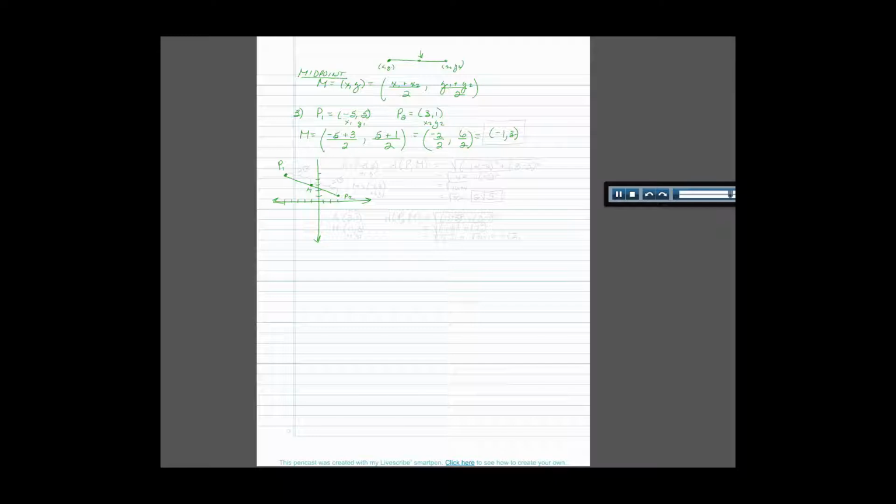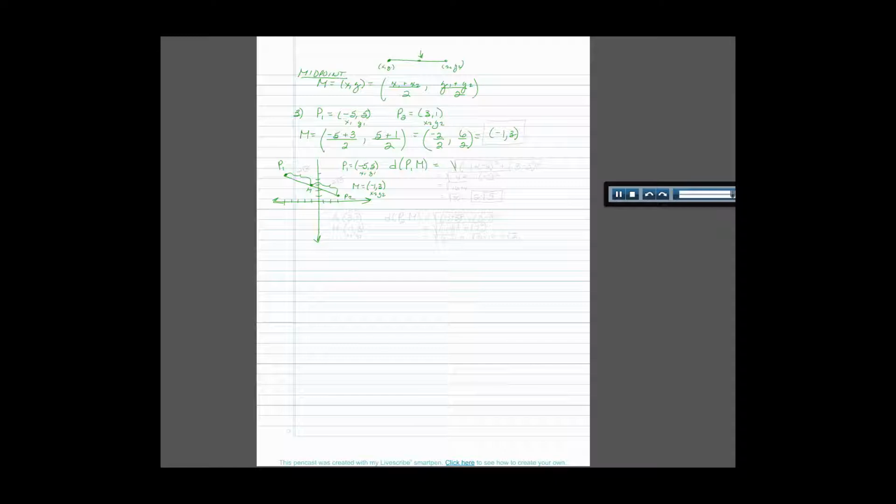Now, how could we prove that that really was the midpoint? Well, it would be proven if this distance was equal to that distance. So what we need to find is the distance between point 1 and M. We're going to find that, and then we're going to find the distance between point 2 and M. So let's first do the distance between point 1 and M. So let's think about the 2 points we're using. Point 1 is the point -5, 5, so that's my x1, y1. And M is the point -1, 3, we think, x2, y2.